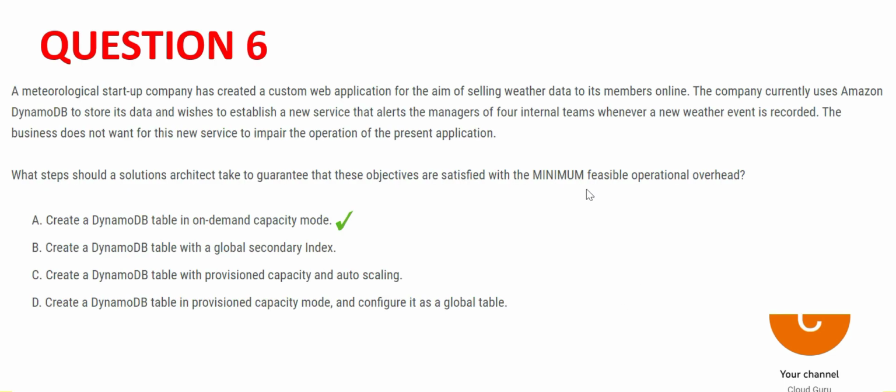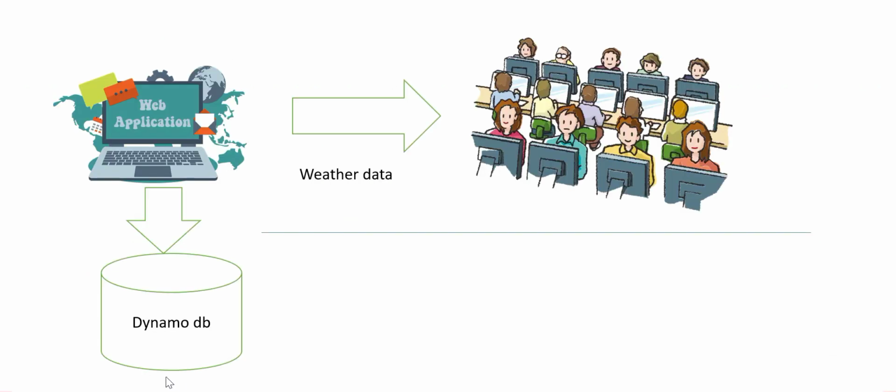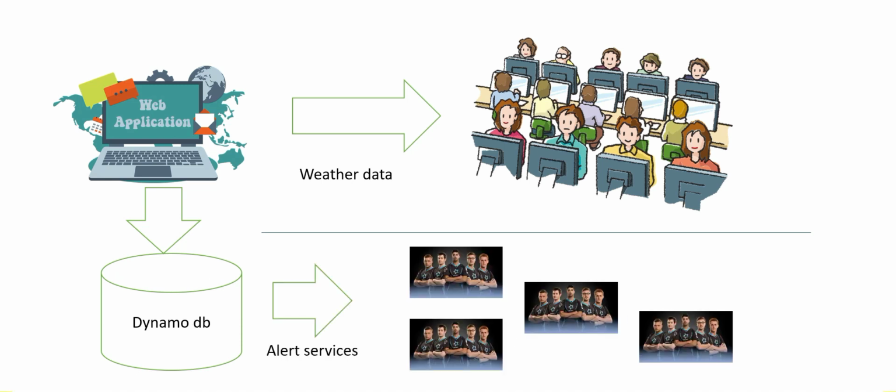Here the use case is saying that whenever a new weather event occurs, the data is not there in this DynamoDB database. A new event will happen, new data will be captured, and then you have to send alerts to these 4 teams. So option B is wrong.